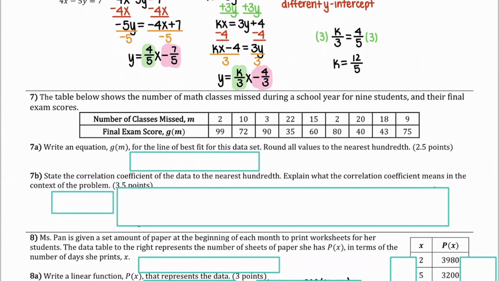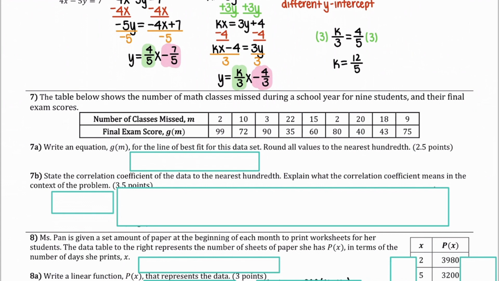Let's look at number 7. So number 7, the table below shows the number of math classes missed during a school year for 9 students and their final exam scores. So it says, write an equation g of m for the line of best fit for this data set. Round all values to the nearest hundredth.